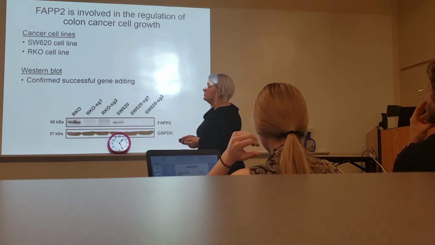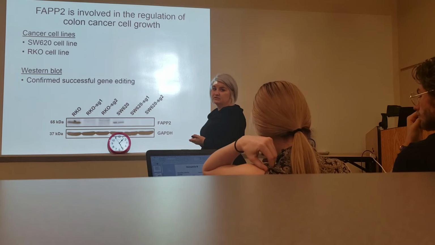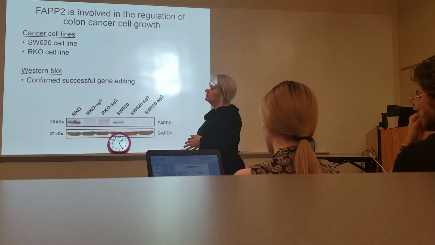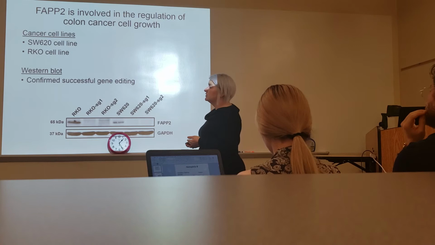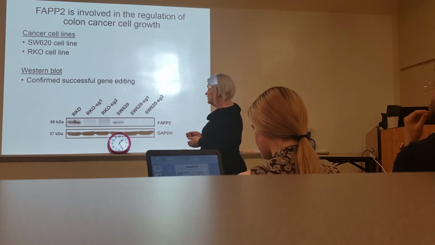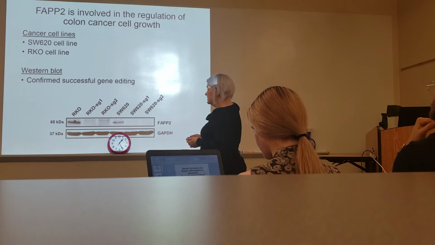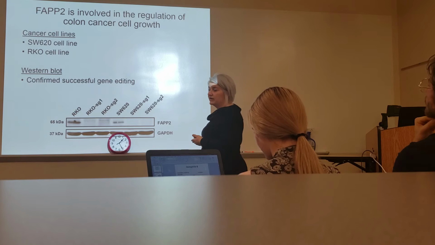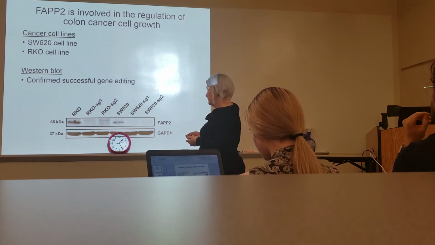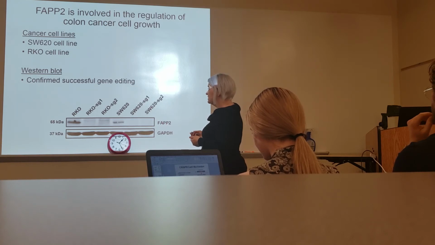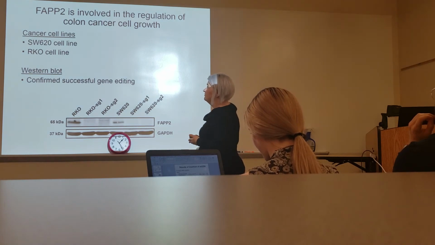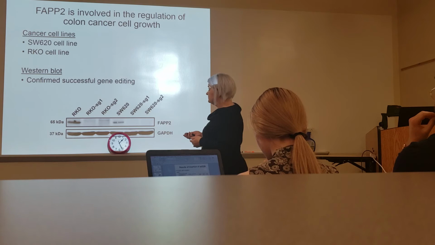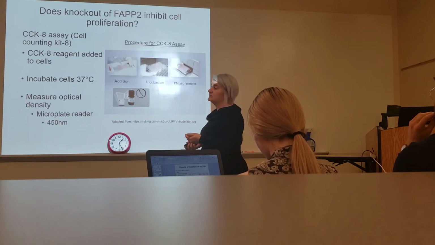What they found was that, using cancer cell lines SW620 and RKO, FAPP2 is involved in the regulation of colon cancer cell growth. Western blot confirmed this right here, as you'll notice in the RKO and SW620 cell lines prior to the knockout, there were bands present indicating FAPP2. But when guide RNA was used for knockout cell lines, the bands diminished, indicating that FAPP2 is involved and that the gene editing was successful.